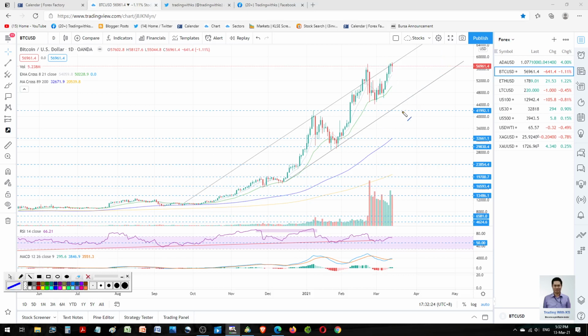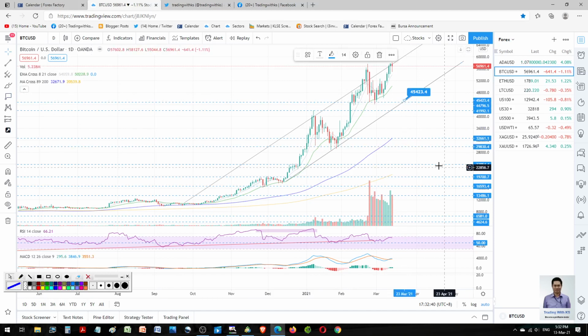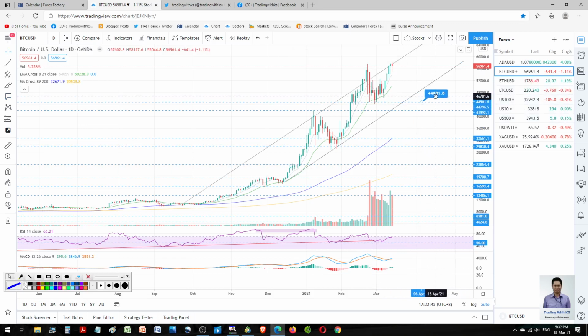Possible over the 41,000 area, possible 41,000 area. 41,000 is very, I think it's unlikely, maybe 45,000 area, okay, opportunity to buy.